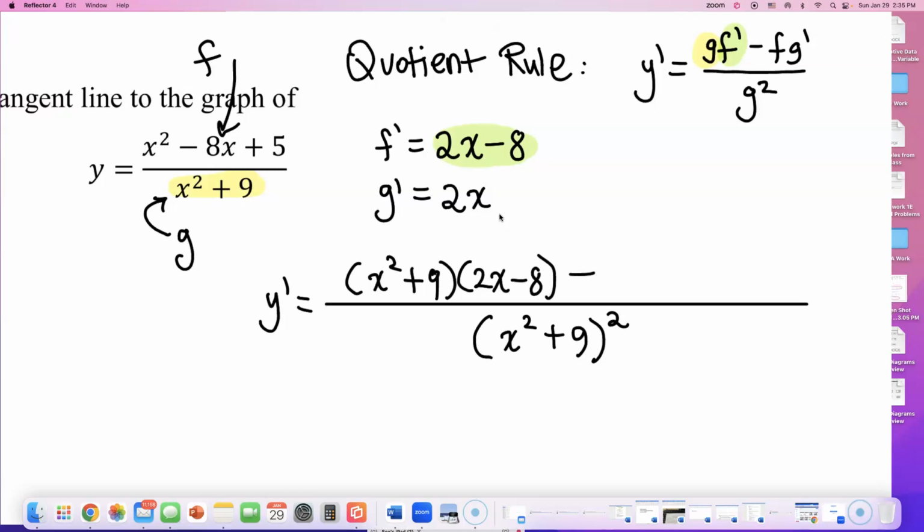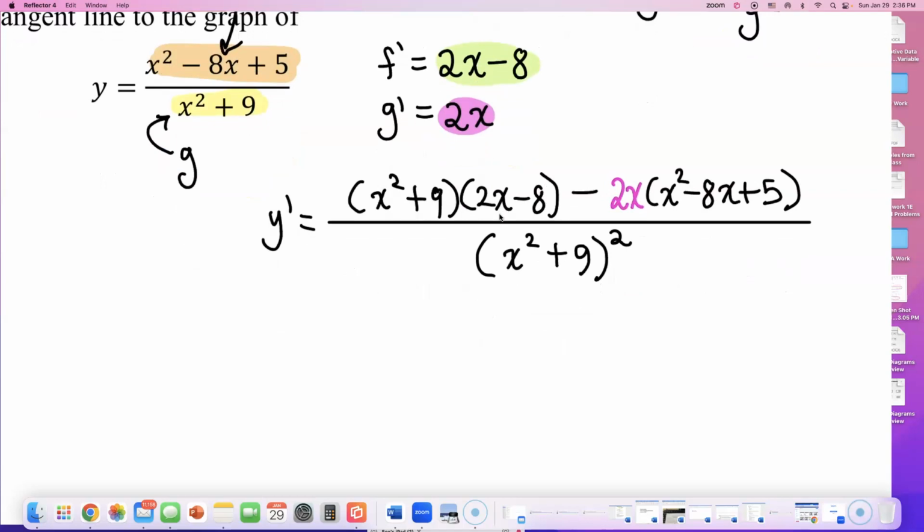And I'm going to multiply this by f, which is that orange, x squared minus 8x plus 5. And I'm going to multiply this by what? What's the last one? G prime. And g prime is 2x. And you know what? I'm going to stick that 2x in front of that trinomial. Okay, look. I'm going to stick that 2x right there. All right? Now let's simplify the numerator because we got some FOIL and we got some distributions to do.